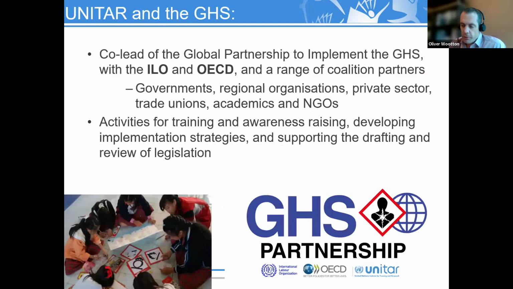Just quickly running through UNITAR's activities. So we co-lead the global partnership to implement the GHS. We do this with ILO and OECD and a range of coalition partners. So governments, regional organizations, private sector, trade unions, academics, and NGOs. And we undertake broad activities for training and awareness raising, developing implementation strategies, and supporting the drafting and review of legislation.